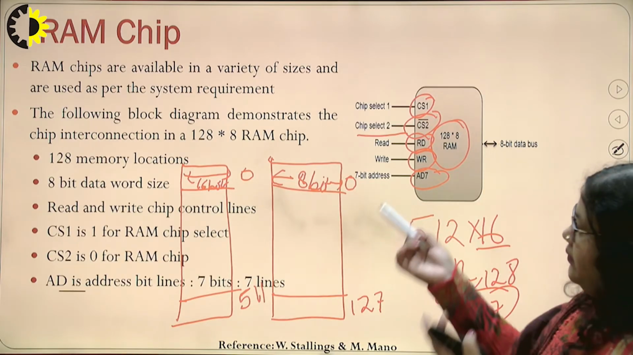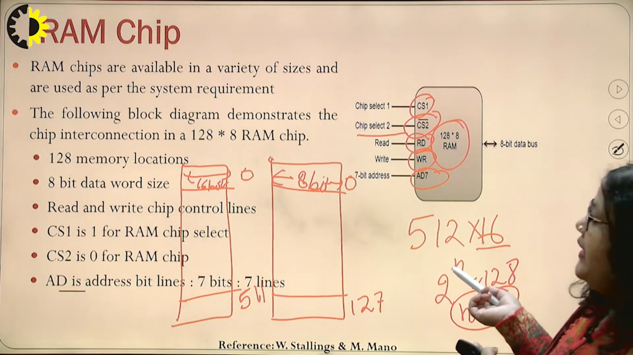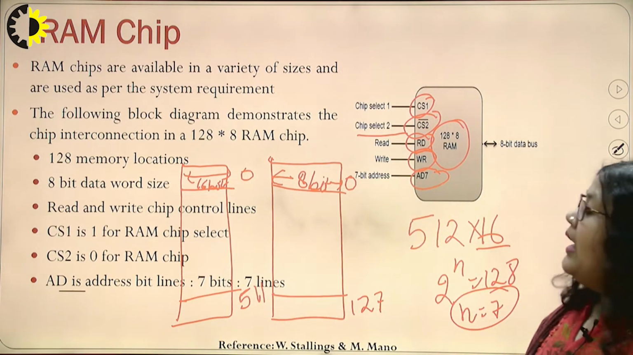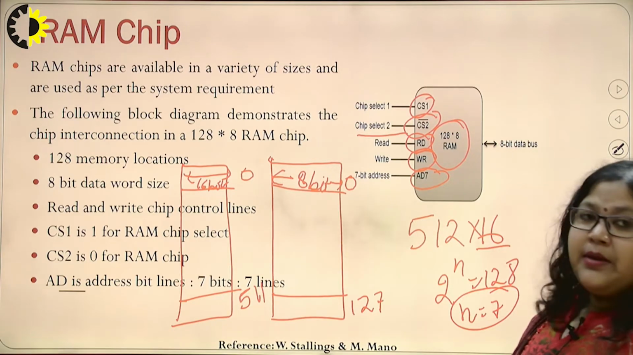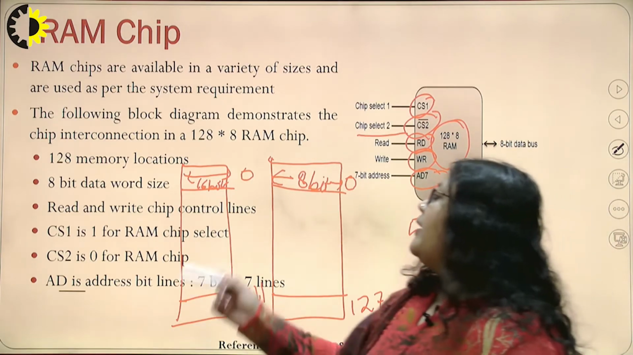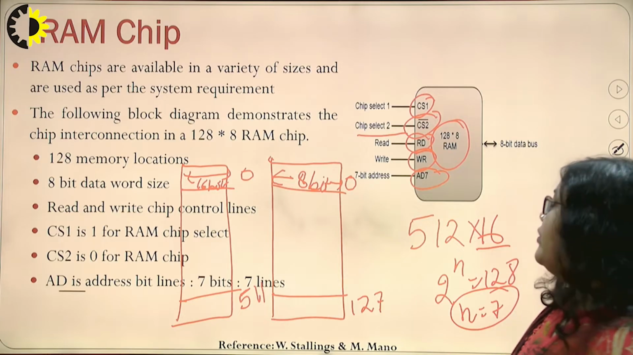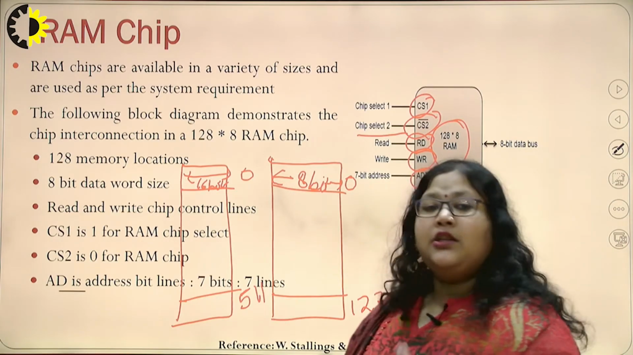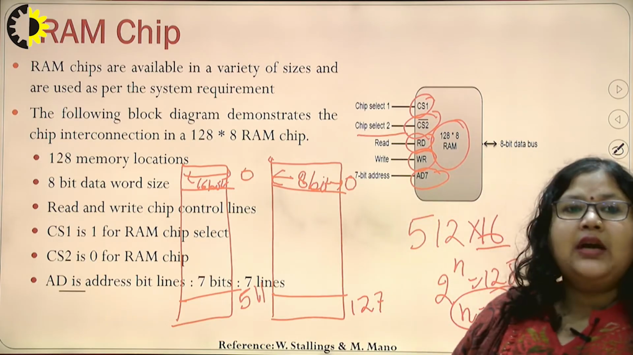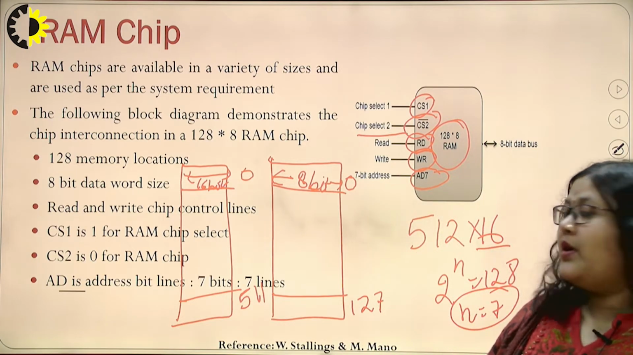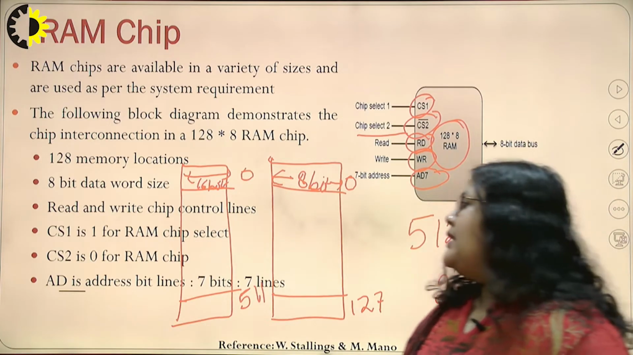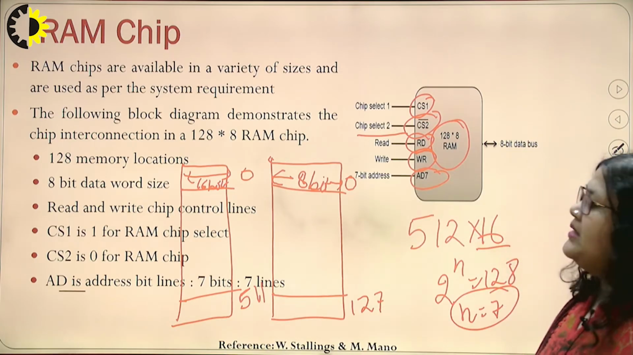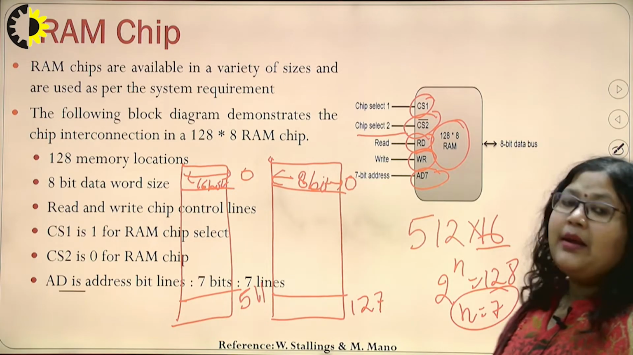This is the basic description we have already explained: there are 128 memory locations, with 8-bit data as the word size, that is, one word is represented as 8 bits or 1 byte. Read and write chip control lines are used for designing the RAM chip. Chip select 1 is used for RAM chip selection, for the RAM chip you want to select, and CS2 is used for the RAM and ROM chip selection.